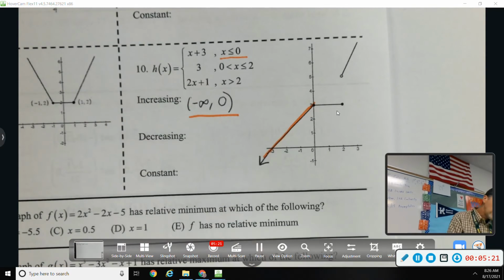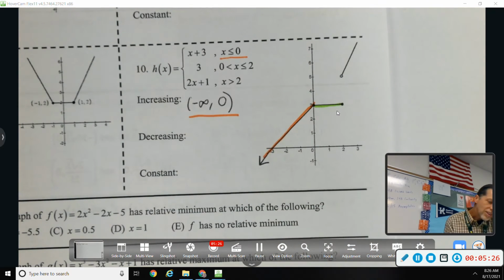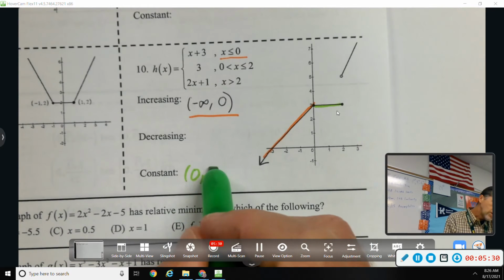The next piece is this flat piece or constant piece. So it's constant from 0 to 2.